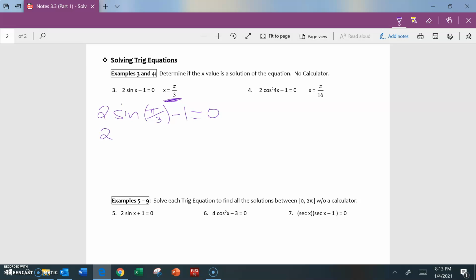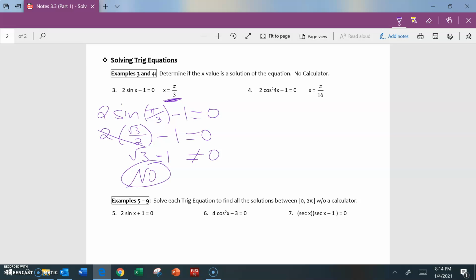Now we have to be able to do the sine of pi over 3. If you remember, sine is always equal to your y coordinate. So the sine of our 60 degrees is going to be radical 3 over 2. That's why it's important to be able to do this without your calculator, because we don't want decimals and all that ugly stuff. Now when we multiply 2 times radical 3 over 2, we get radical 3 minus 1, and there is no way that that's going to be equal to 0. So no, pi over 3 is not a solution to this equation.